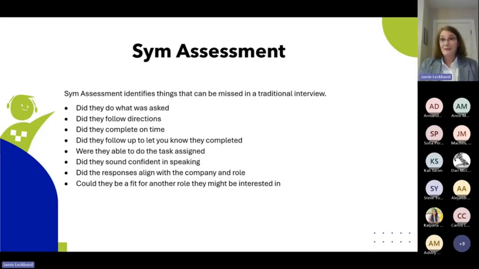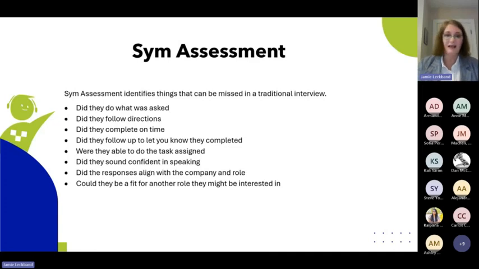Did they complete it on time? Part of an interview process is completing this. Did they complete it? Again, you can create a training plan and actually give a due date to it. Did they follow up and let you know that they completed it, especially if you asked them to? Some of those things we tend to let slide, but they're very important red flags to whether a candidate is going to be a good candidate.